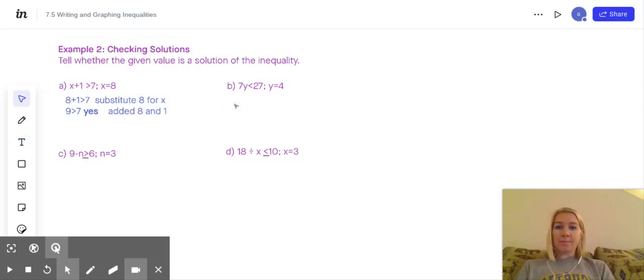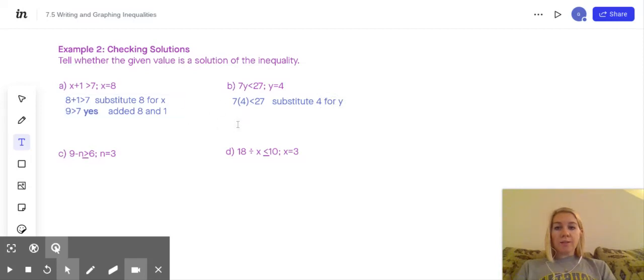Okay, let's look at problem B. Problem B says 7 times y. Remember, if we have a number next to a variable, they're being multiplied together. 7 times y is less than 27 when y equals 4. Let's see if that's true. So we're going to substitute 4 for y. I'm putting 4 in parentheses because that's how we substitute a number for a variable. That's what we did: substitute 4 for y.